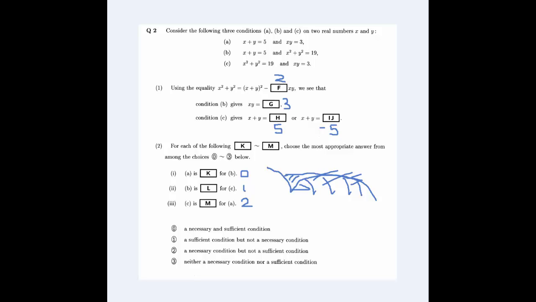1. A is 0 for B. B is 1 for C. C is 2 for A. So A is a necessary and sufficient condition. 1 a sufficient condition but not a necessary condition. 2 a necessary condition but not a sufficient condition. 3 neither a necessary condition nor a sufficient condition. So it's 0, 1, 2, 0, 1, 2. So this one is 2, 3, 5, negative 5, 0, 1, 2.